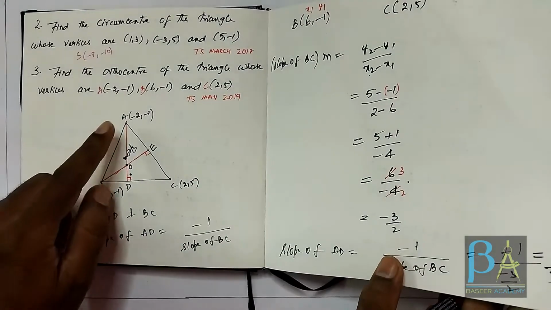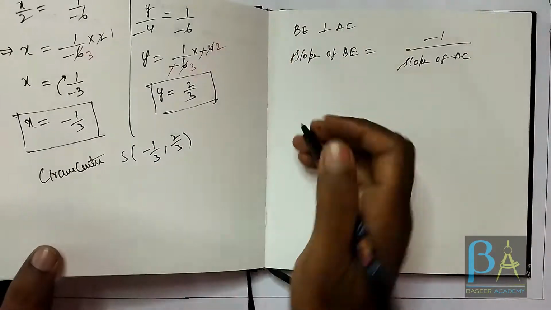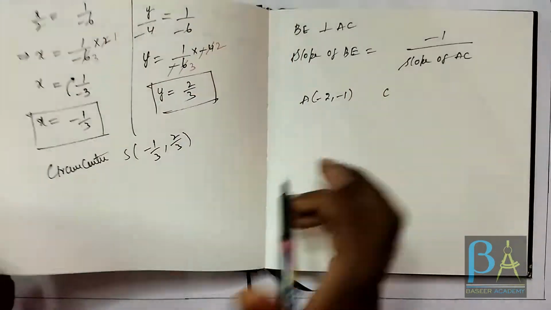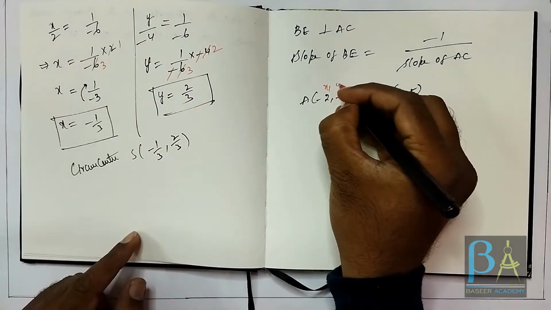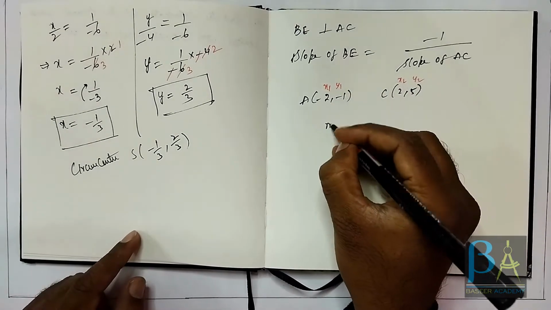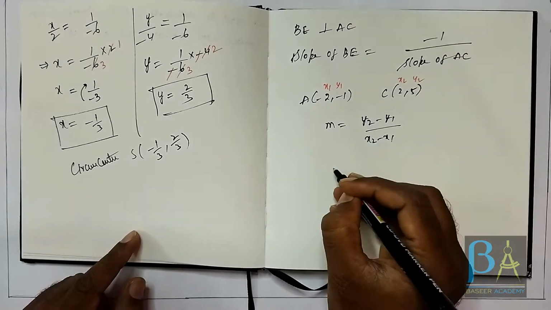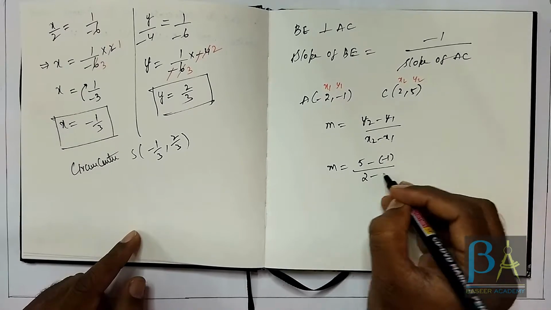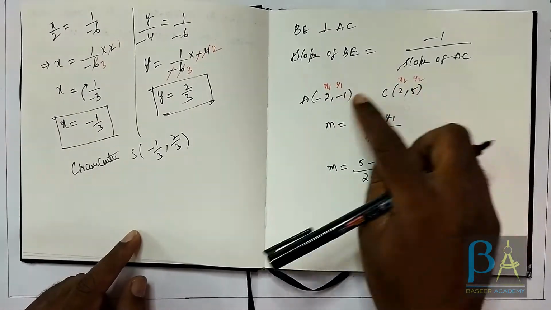And it is very easy for us to find out the slope of AC because I have the 2 points given to us. Point A is minus 2 comma minus 1 and point C is 2 comma 5. So I can find out the slope of AC. And what would be the slope when 2 points are given to you? y2 minus y1 by x2 minus x1. I substituted x1 y1 and x2 y2 from this.